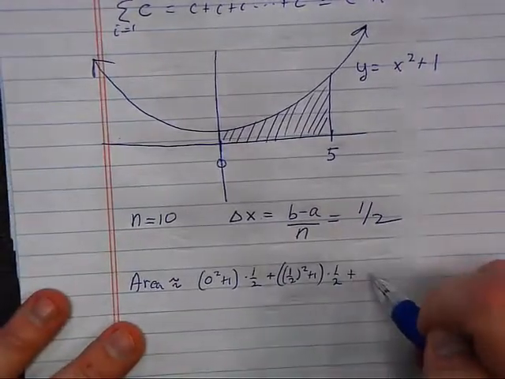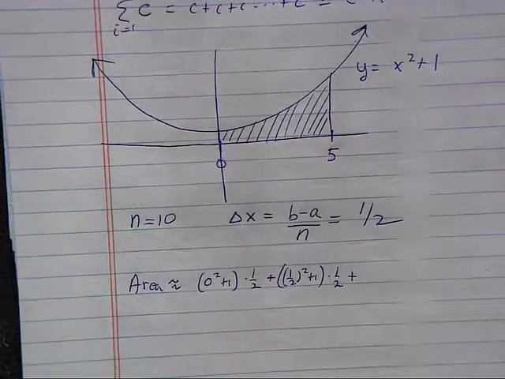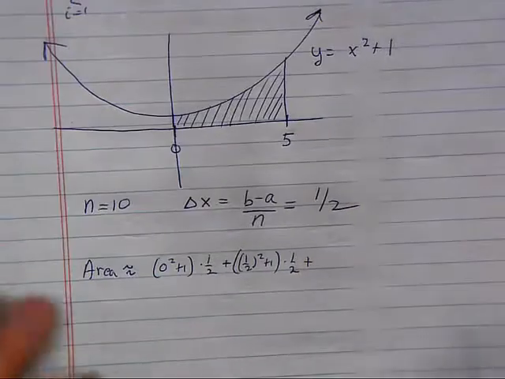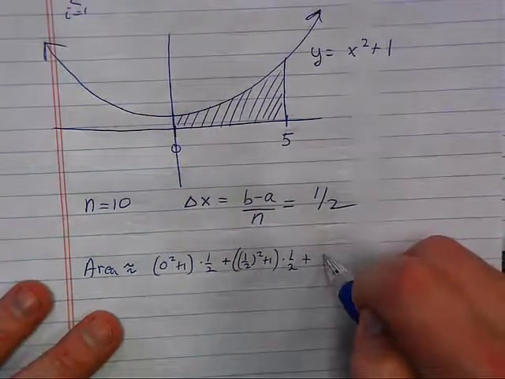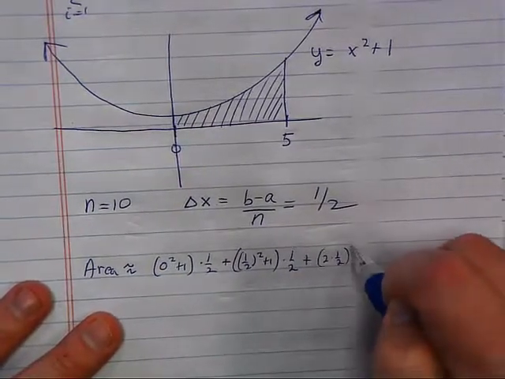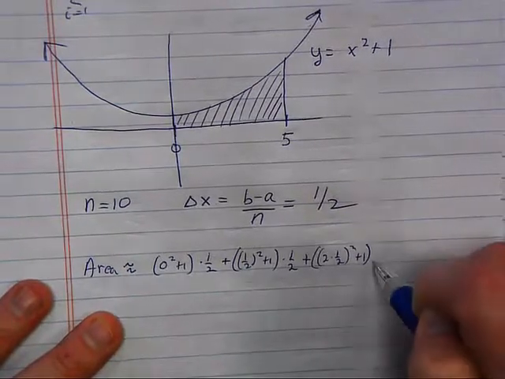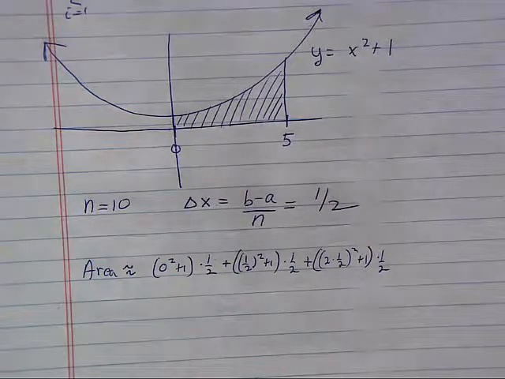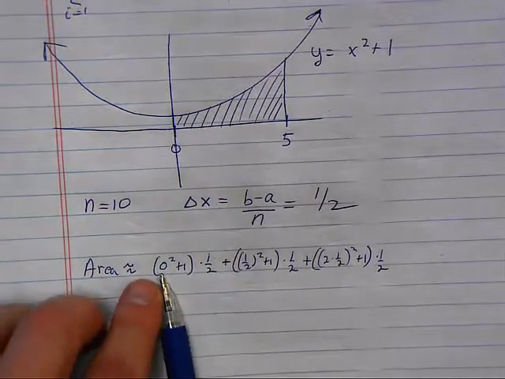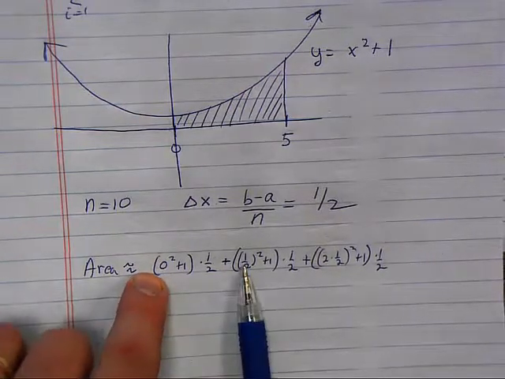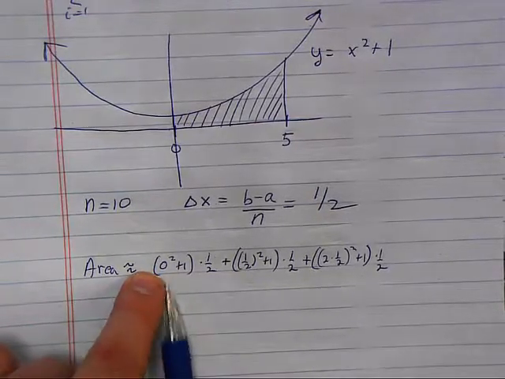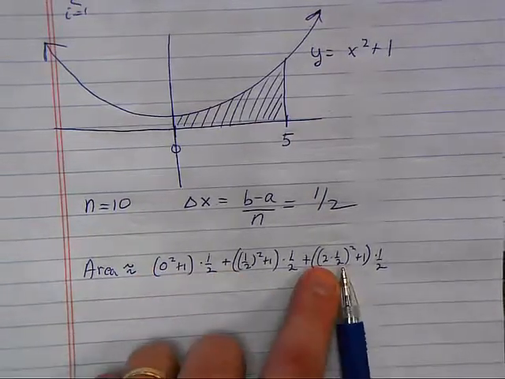Plus, let's do one more. What number do I plug in for the third rectangle? I would plug in 1, correct? But I'm going to write 1 as an interesting way. I'm going to write it as 2 times 1/2. Why did I write it as 2 times 1/2? Because this first one was just 0, right? The next one was 1/2. And we keep adding a 1/2 each time, don't we? So we have 0, we have 1/2, we have 2 1/2s.